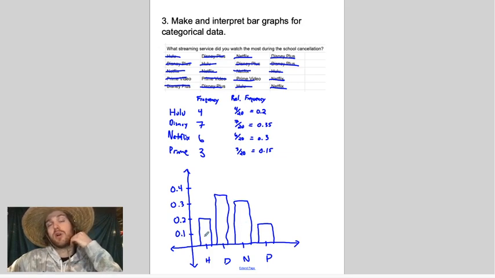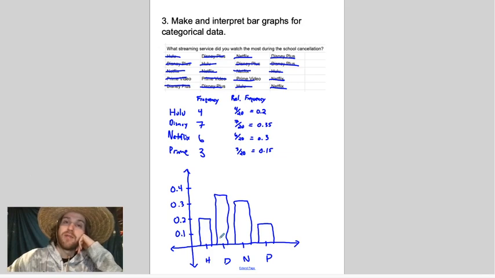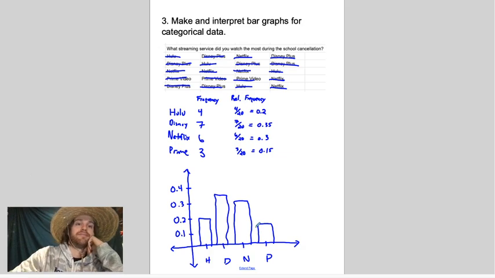We can interpret the bar graph by saying most people made it through their school cancellation using Disney Plus, around 35%. Around 30% used Netflix to stream information as the most common frequent method, and then third would be Hulu with 20% and Prime with 15%.